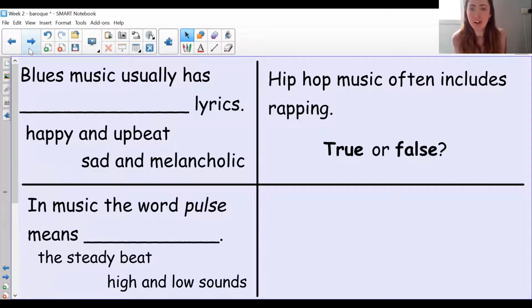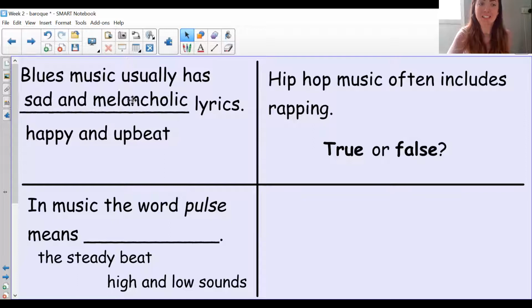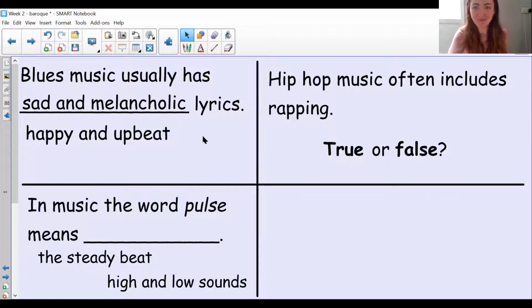Okay, our questions for this week. Let's have a go at these and see what we can remember. The first question says, blues music usually has happy and upbeat or sad and melancholic lyrics. Okay, what did you say? Blues music usually has sad and melancholic lyrics. Well done if you got that right.